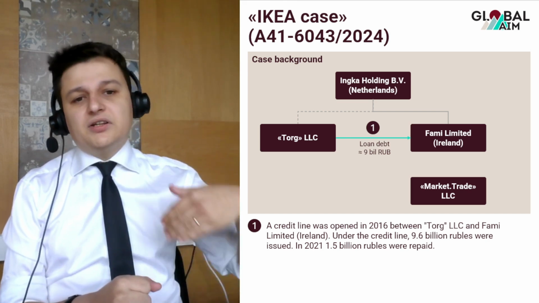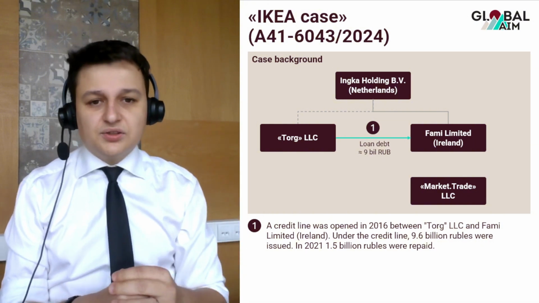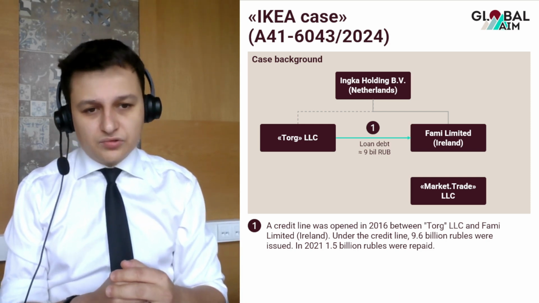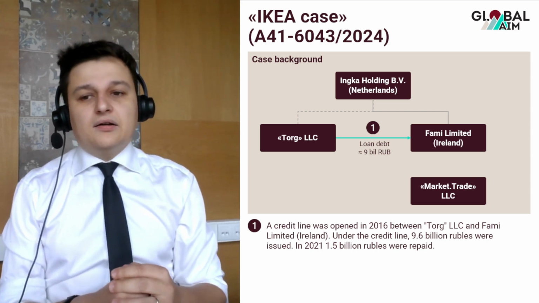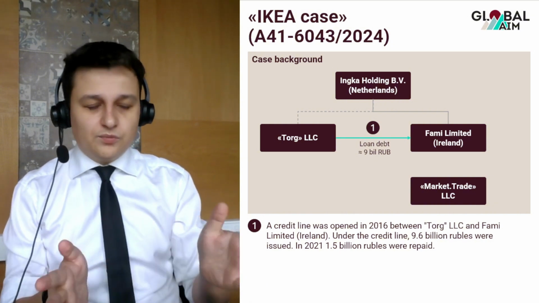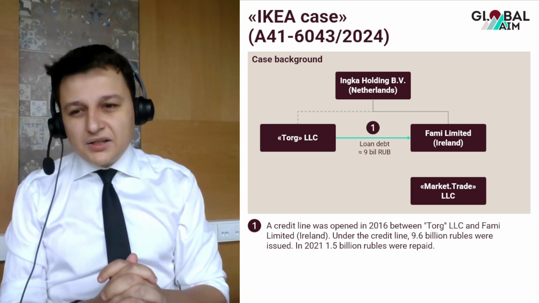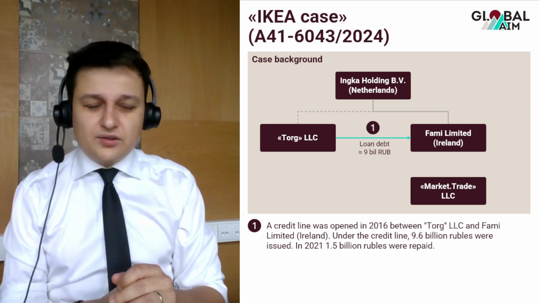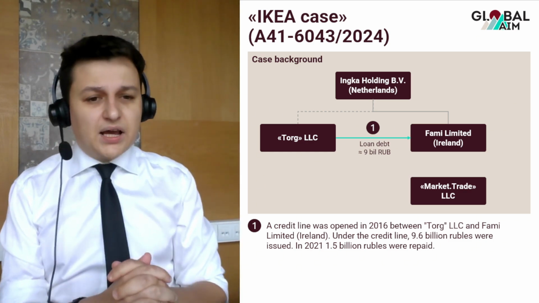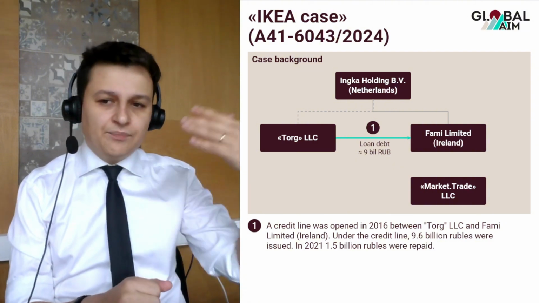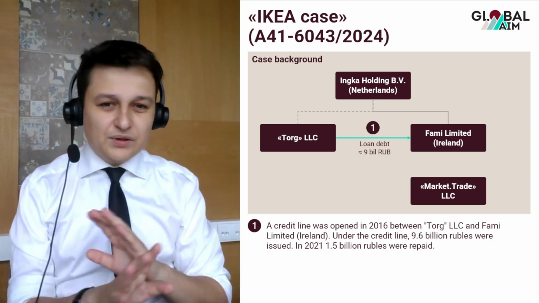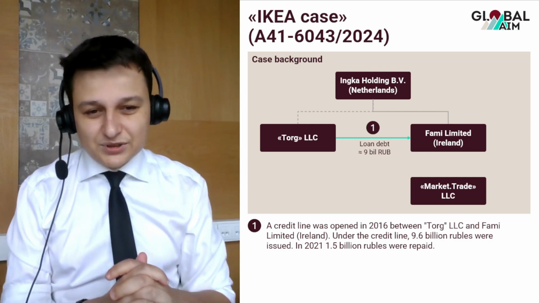According to it, Family Limited provided some amounts to Tork LLC, and now Tork LLC has a debt in the amount of around 9 billion rubles to the foreign company. In 2021, some of this sum was settled, around 1.5 billion rubles were repaid, but I should say here that the court didn't pay much attention to the numbers, and the math actually doesn't add up. Partially it was amended in the appeal jurisdiction, but I should put a disclaimer here: pay no attention to the exact sums here.